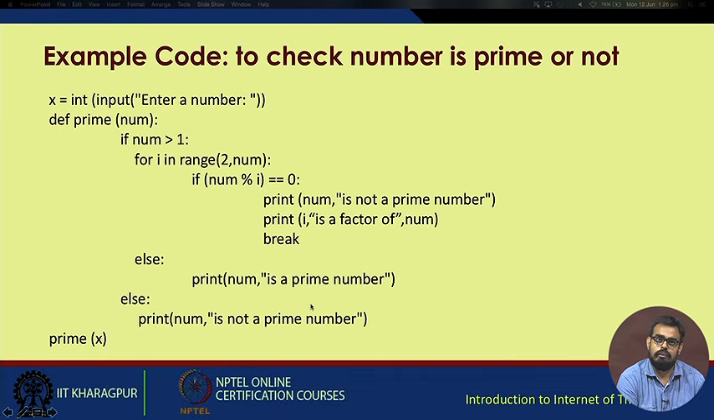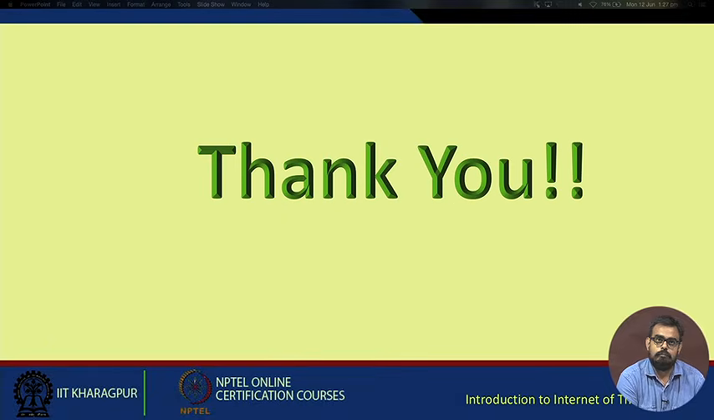Another example code is to check whether a number is prime or not, and so on. So these kinds of complications can be increased, and you can have multiple nested loops, you can have multiple functions, function within a function, although it's not advisable, but still. So this was it. Thank you.